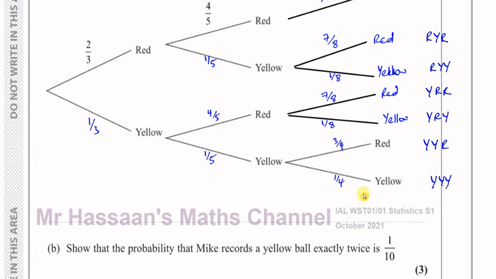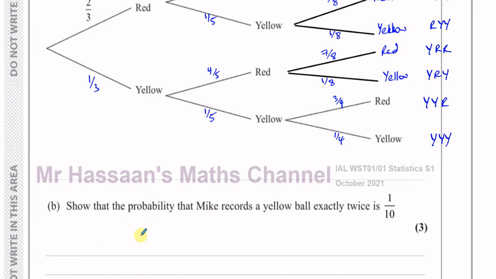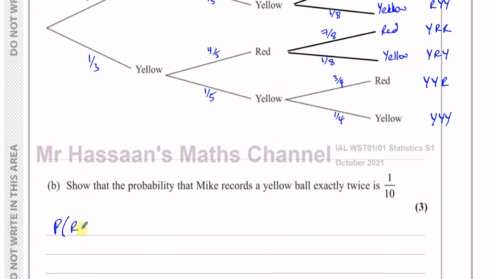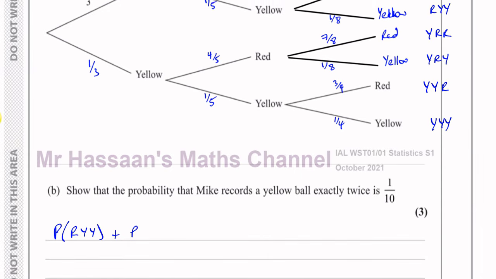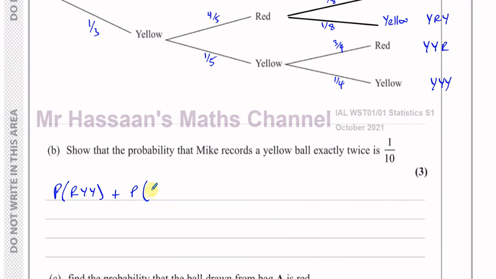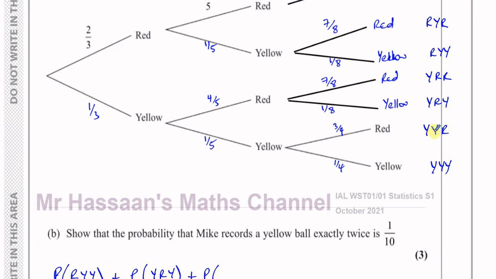Okay, so we want to find the probability that he picks a yellow ball exactly twice. So if we look at that, that's the probability of red, yellow, yellow, plus the probability of yellow, red, yellow, plus the probability of yellow, yellow, red. Those are the three of them.